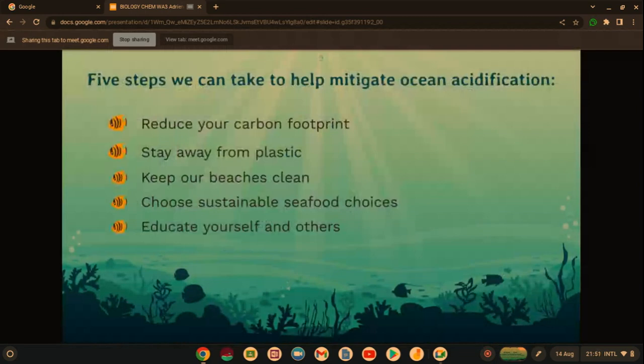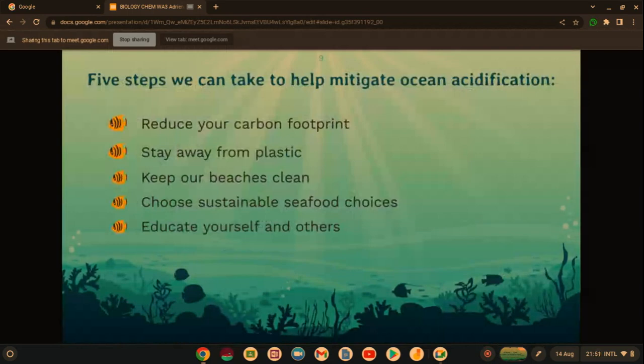Fourthly, you can have sustainable seafood choices. Although our ocean covers 70% of the area of Earth's surface, the worldwide demand for fish and other seafood is growing rapidly. In fact, it's growing faster than the ocean can support.